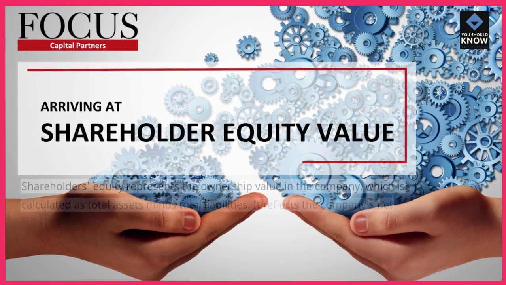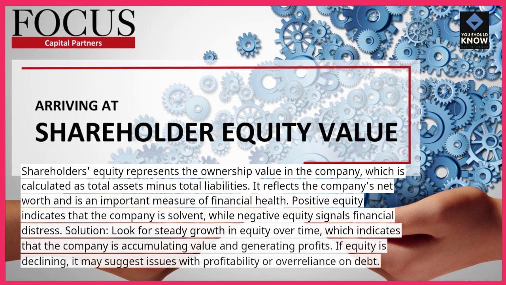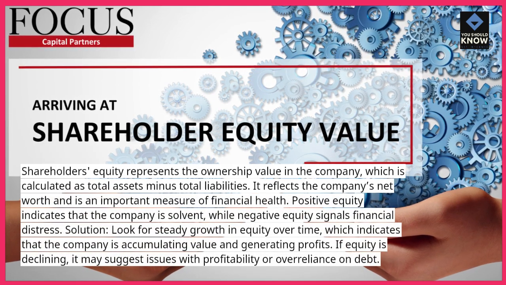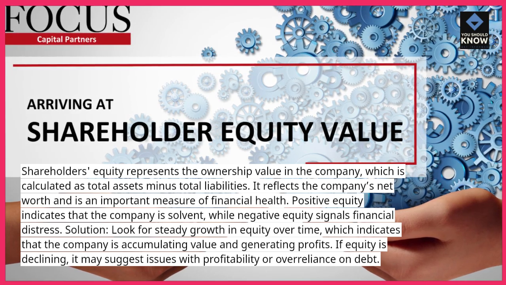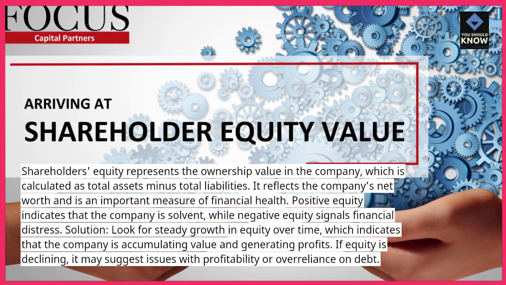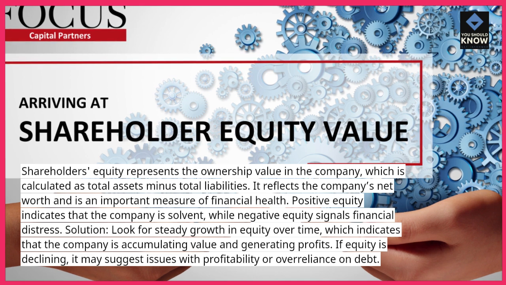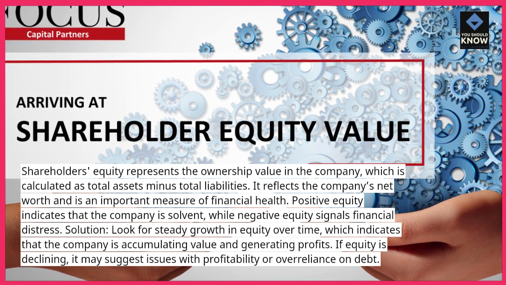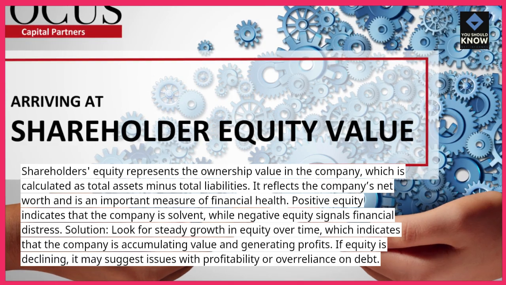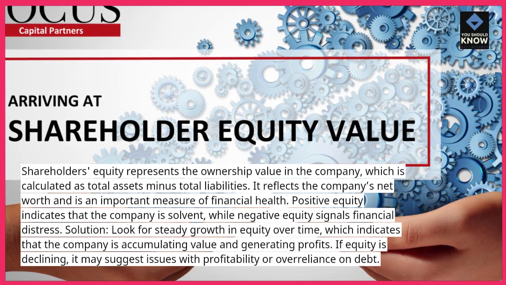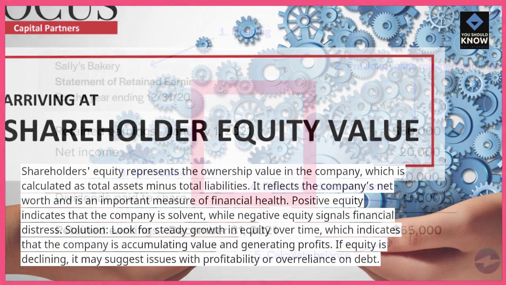5. Focus on shareholders' equity. Shareholders' equity represents the ownership value in the company, which is calculated as total assets minus total liabilities. It reflects the company's net worth and is an important measure of financial health. Positive equity indicates that the company is solvent, while negative equity signals financial distress. Solution: look for steady growth in equity over time, which indicates that the company is accumulating value and generating profits. If equity is declining, it may suggest issues with profitability or over-reliance on debt.